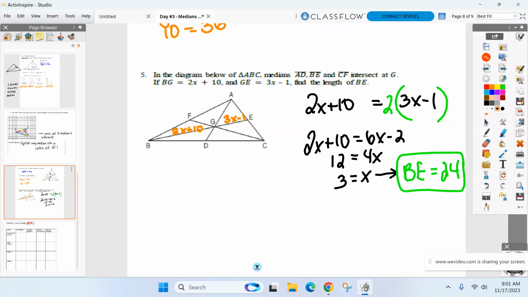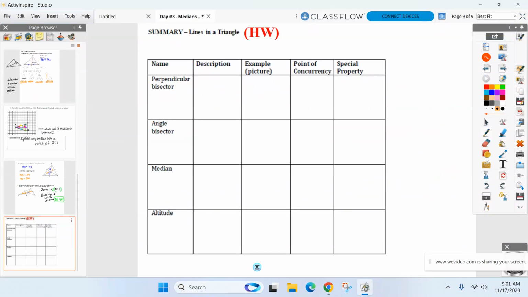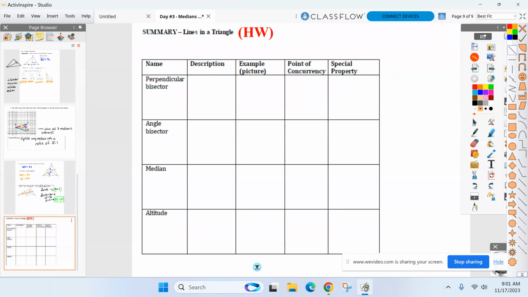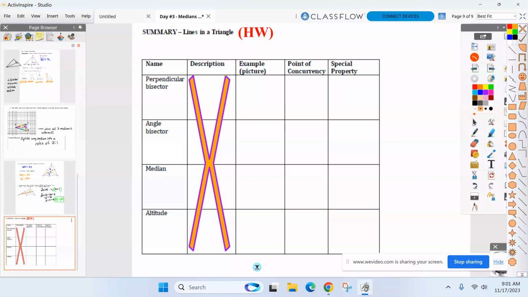All right, I know that's the end of the notes, but I do want to do the first problem here on homework tonight, and that's filling out my chart, which is basically a study guide. It takes everything we've learned and puts it into one chart. I will help you out here because I am not concerned that you can write down a definition of each. So you can just X out that first column that says description.